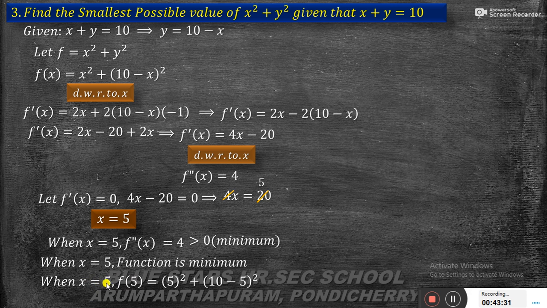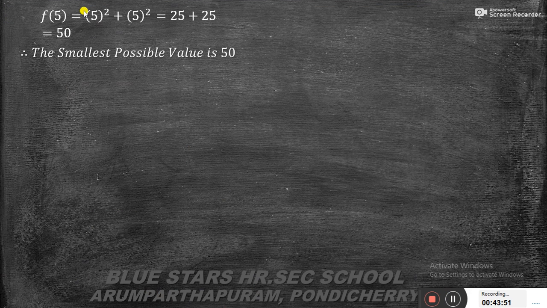Therefore x equal to 5, f of 5 equal to 5 square plus 10 minus 5 whole square. So 5 square is 25, 25 plus 10 minus 5 is 5 square. So 25 plus 25, 50. So f of 5 equal to 50. Therefore the smallest possible value is 50.